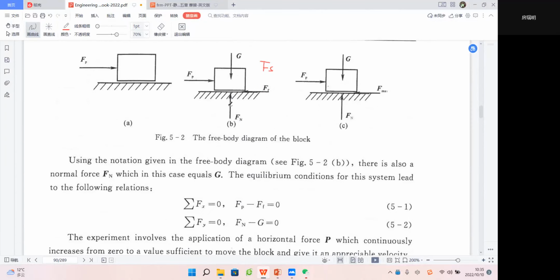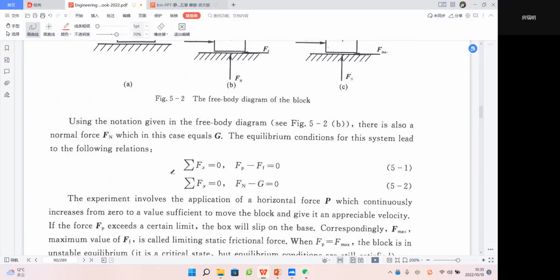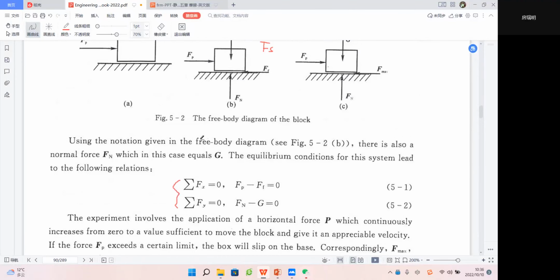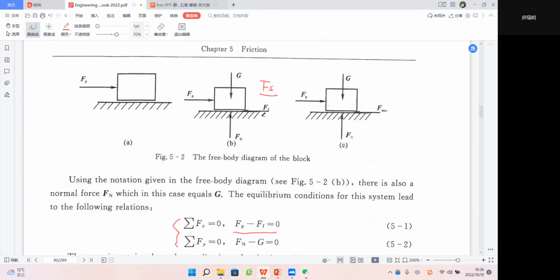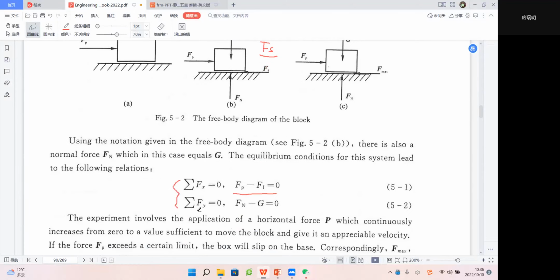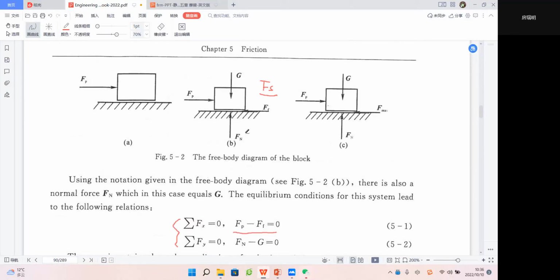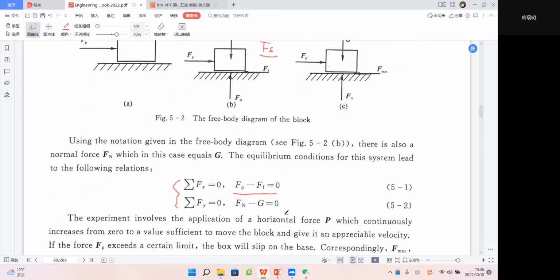Since it is in the state of equilibrium, we can use the equilibrium condition we have learned. So we have sigma Fx equals 0. So Fp matches, I think this Ff, using Fs, is more helpful for us to understand, right? Anyway, we know that this sliding friction will equal Fp, right? And because along the y direction it is also in the state of balance, we also have sigma Fy equals 0. So Fn minus G equals 0, right? That's the whole process of analysis.